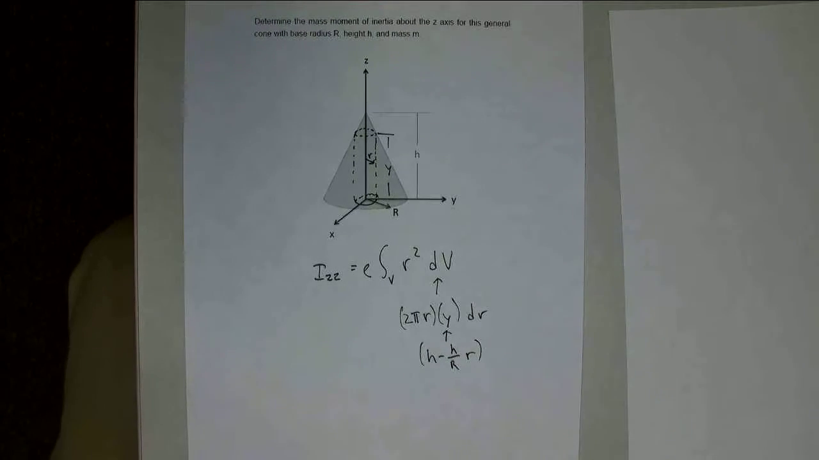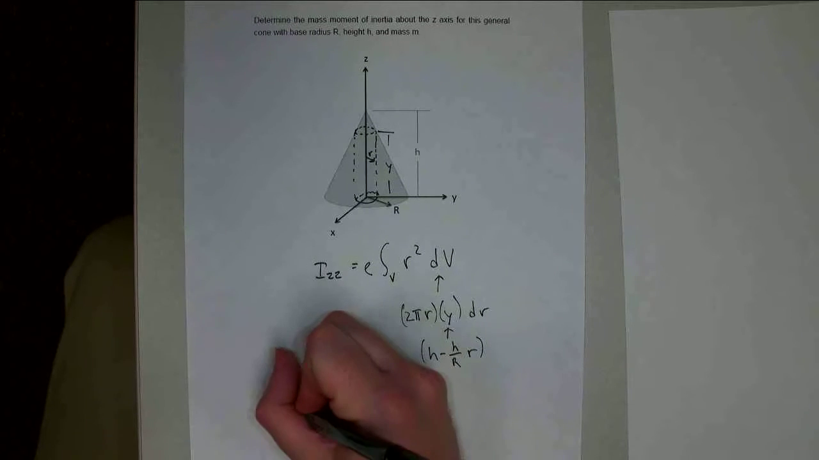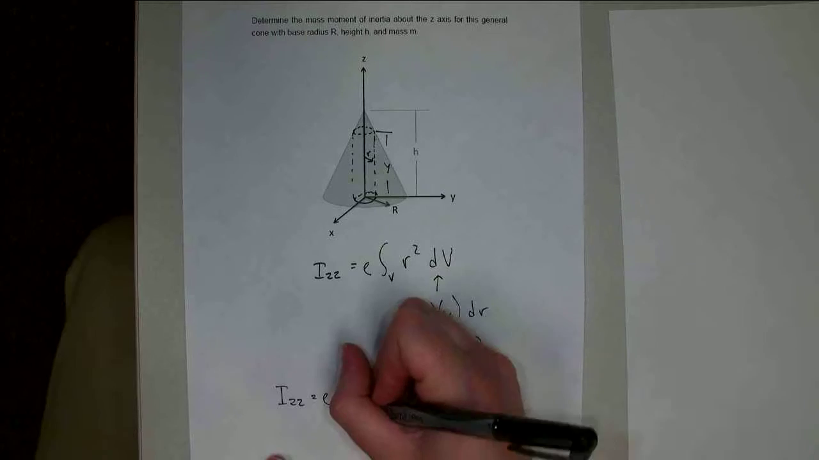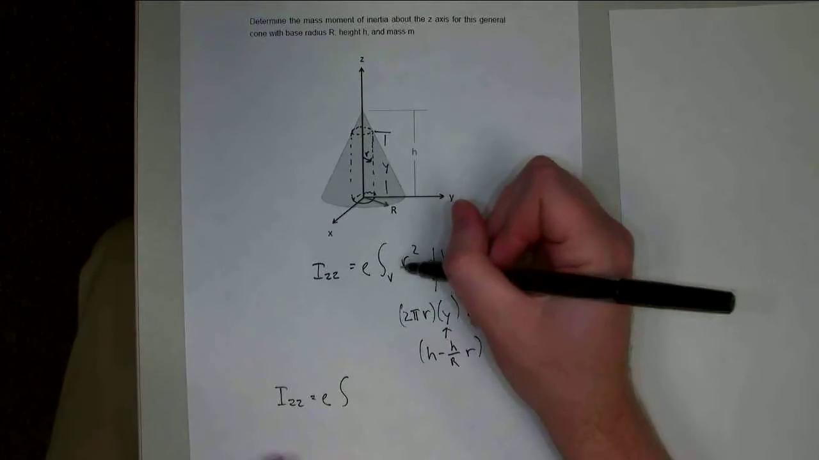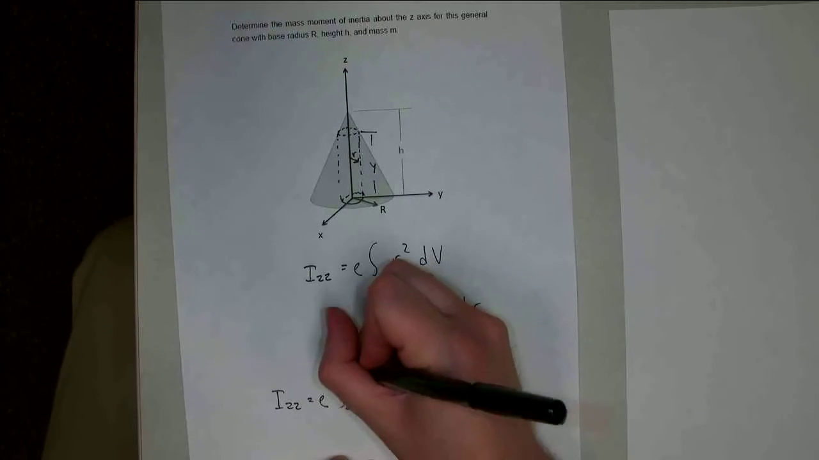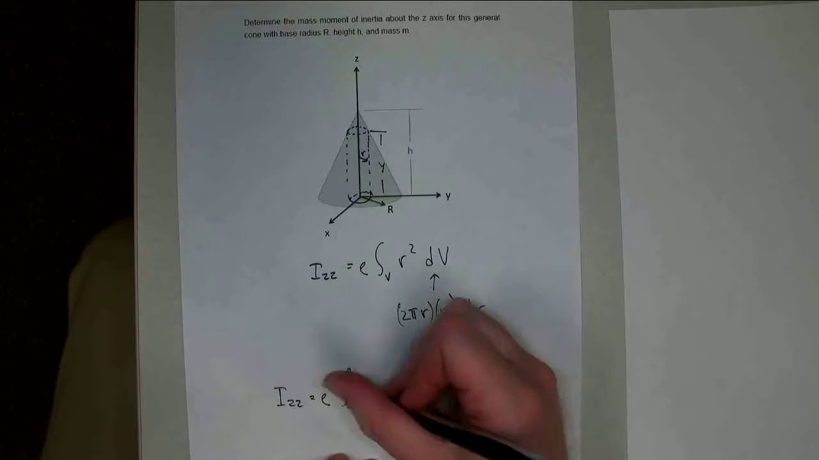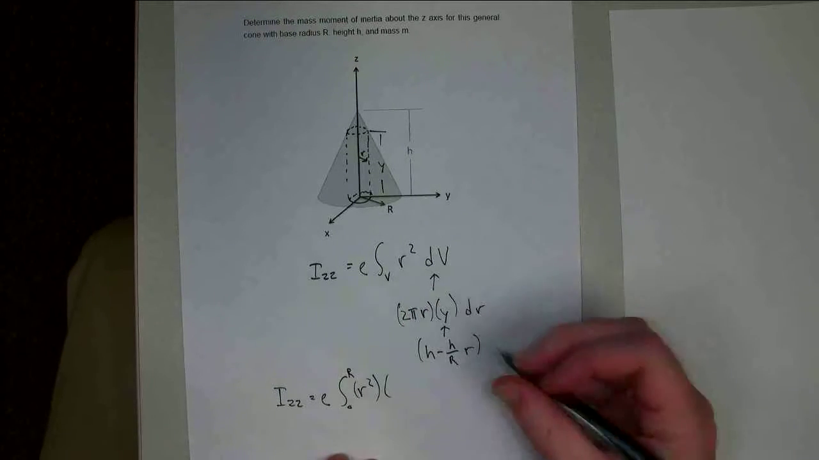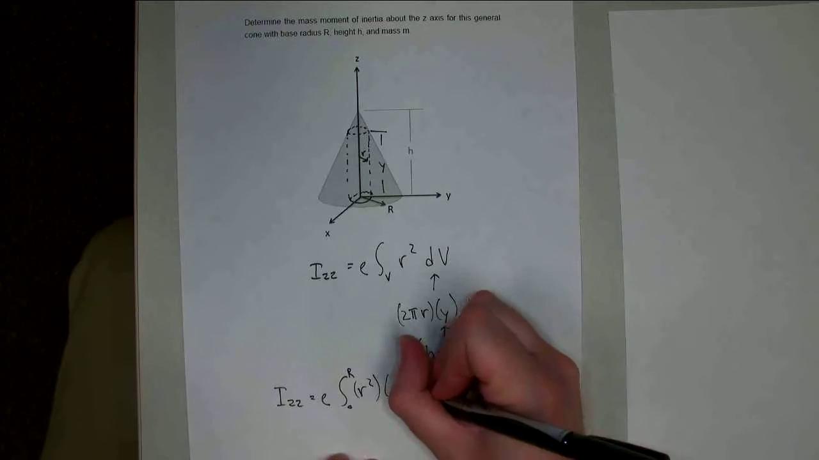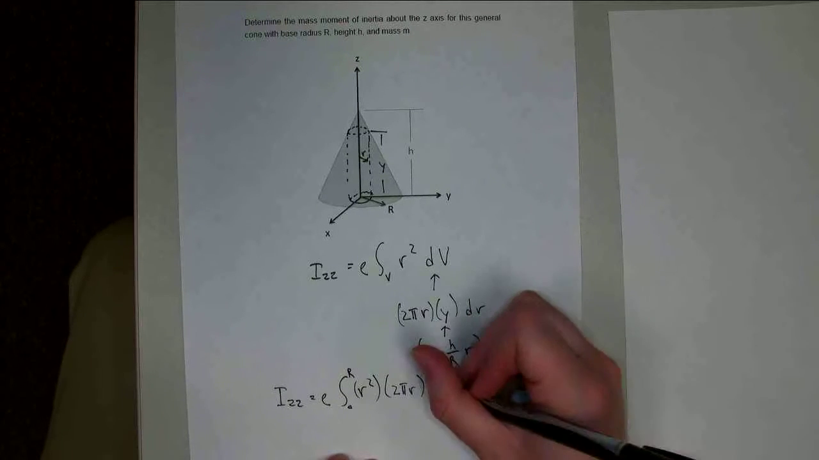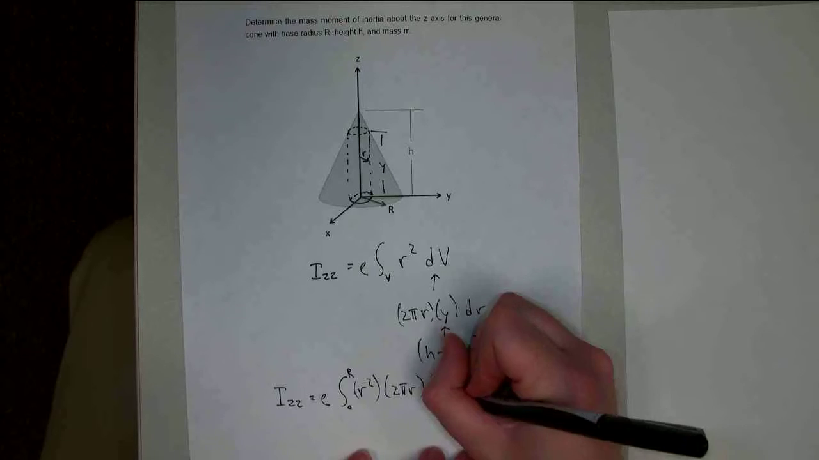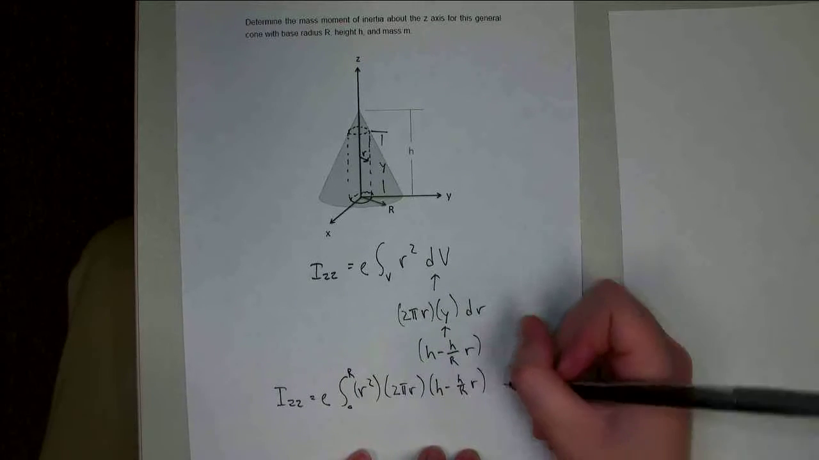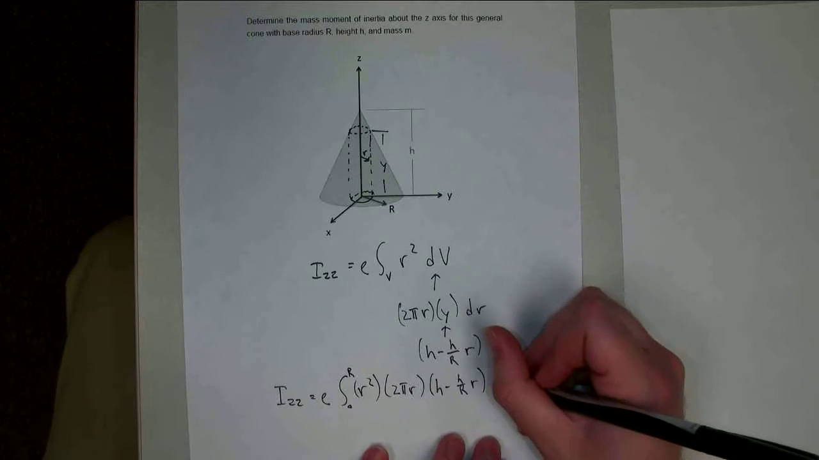Alright, so let's put all of this together. Izz is going to be equal to the density times the integral, and in going out from the center I'm going from 0 to this big R. I'm going to have r squared. Now for dV I've got 2 pi r times h minus h over big R, little r, times dr.